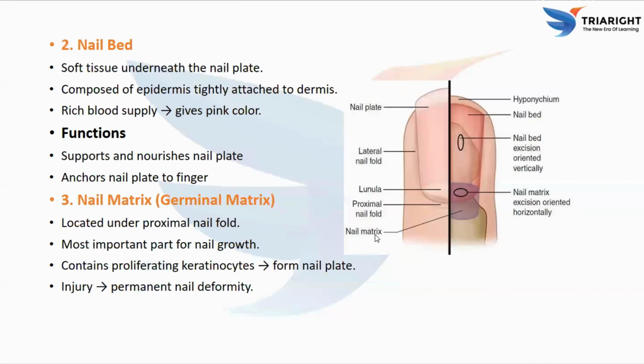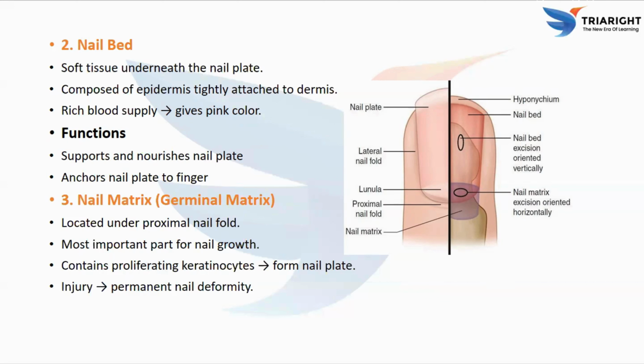The second part is the nail bed. So what is the nail bed? It is a soft tissue located underneath the nail plate. What is its structure? It is formed from the epidermis tightly attached to the dermis. This nail bed has a rich blood supply, which is why the nail plate appears pink.